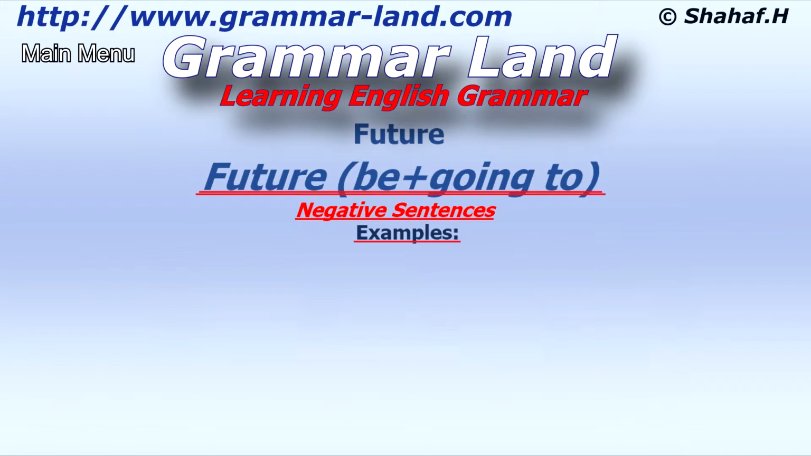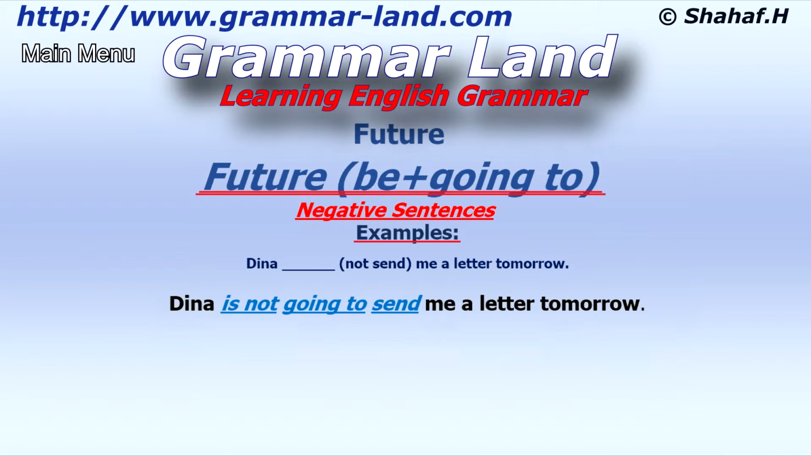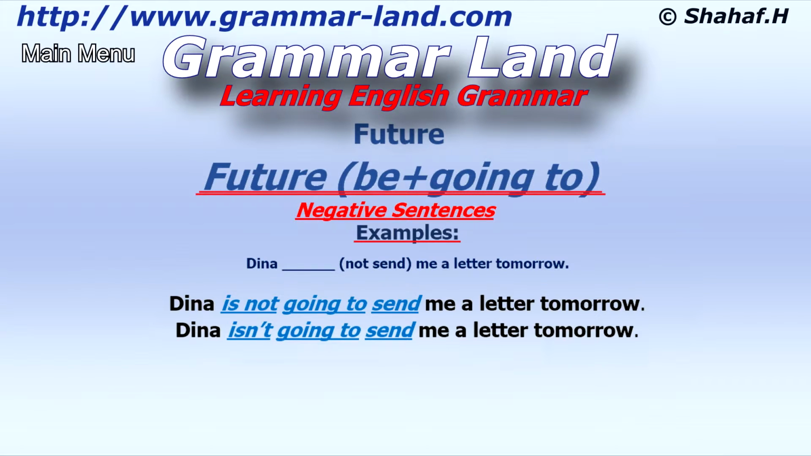More examples. Dina, not send me a letter tomorrow. The sentence should be, Dina is not going to send me a letter tomorrow, or, Dina isn't going to send me a letter tomorrow. Dina is a she, therefore, we use is not or isn't. Then comes the expression which indicates future, going to, and the verb, send, which stays as it is.